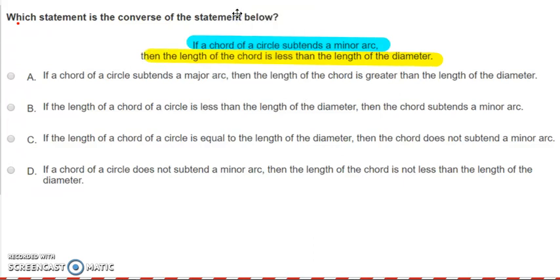So, this can't be correct, and neither can D. So I look here and I say, okay, well, first part of both of those is correct. Which one's correct here between B and C? Which one just switches it around? Well, this says not, so that's not going to be correct. So my answer here is got to be B.